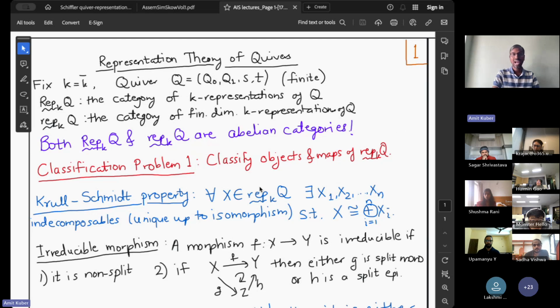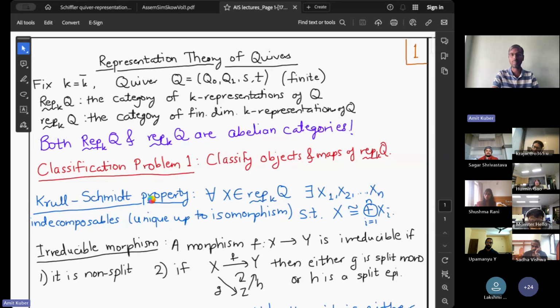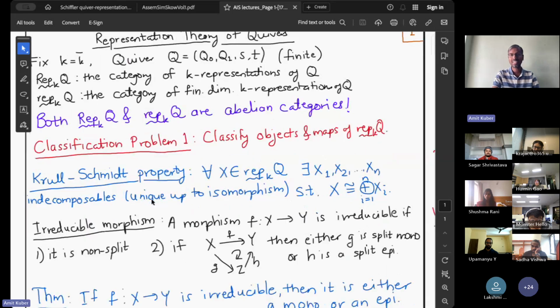As far as objects are concerned, the category of representations has a very nice property, namely the Krull-Schmidt property. What it says is that given any finite dimensional representation, you can write it as a finite direct sum of indecomposables. Moreover, this kind of decomposition is unique up to isomorphism.